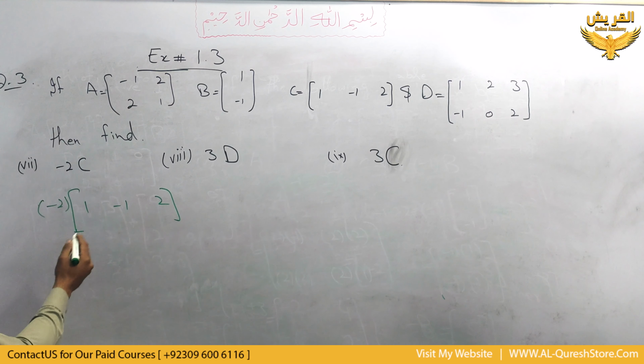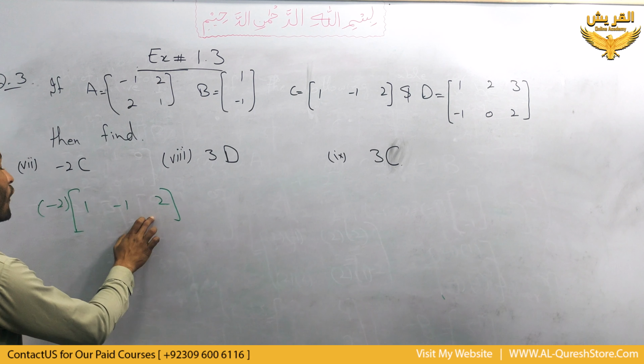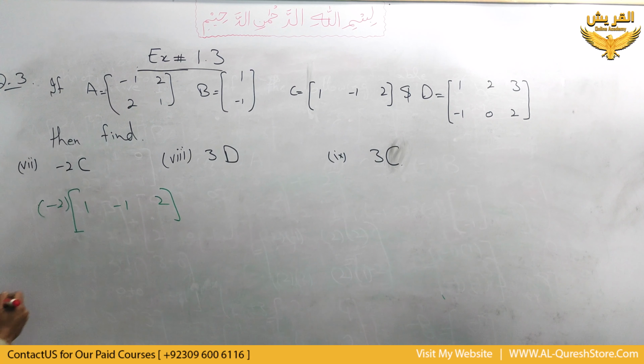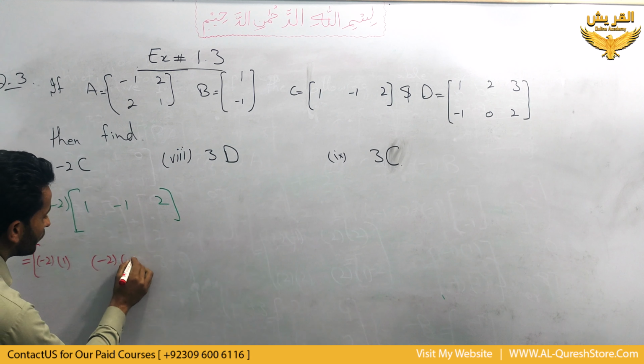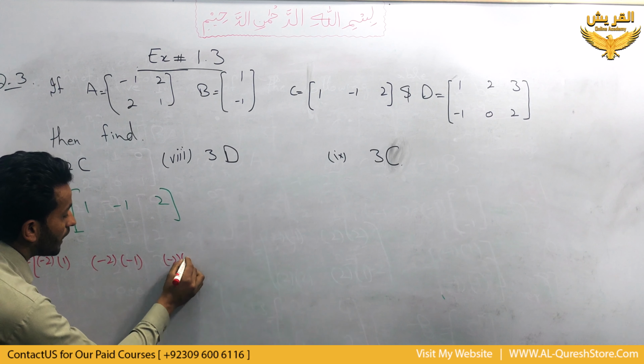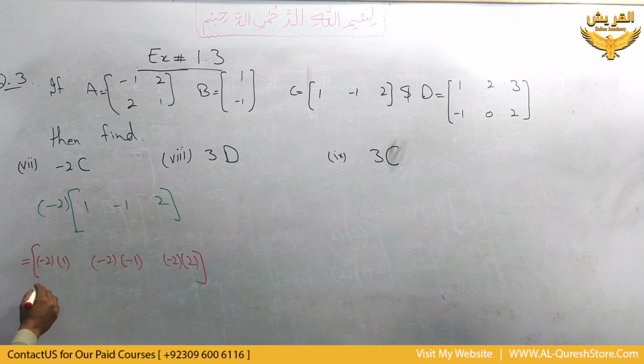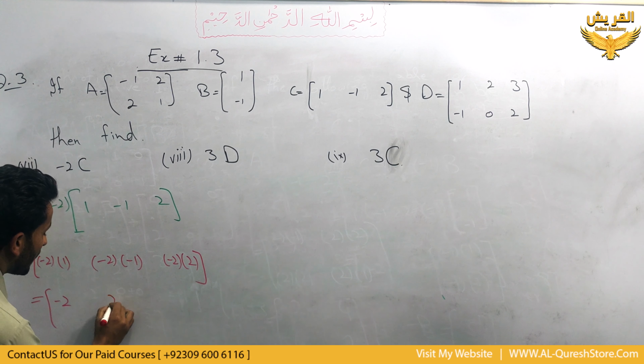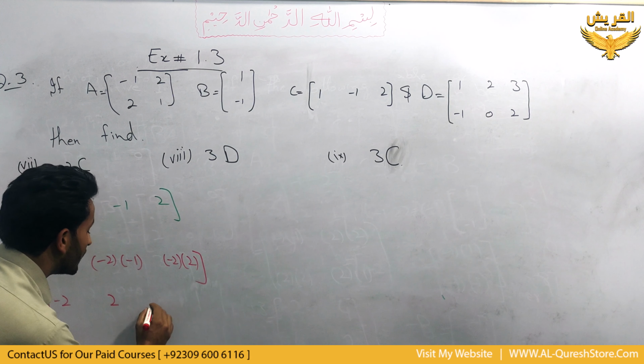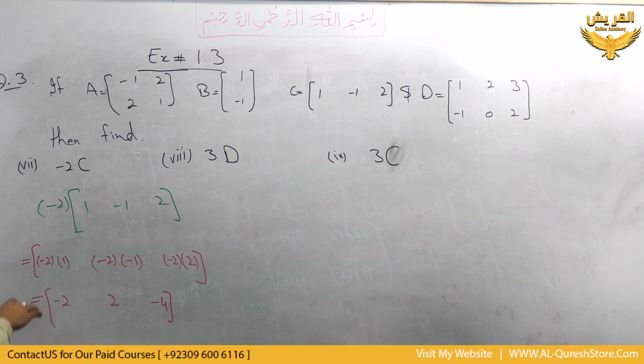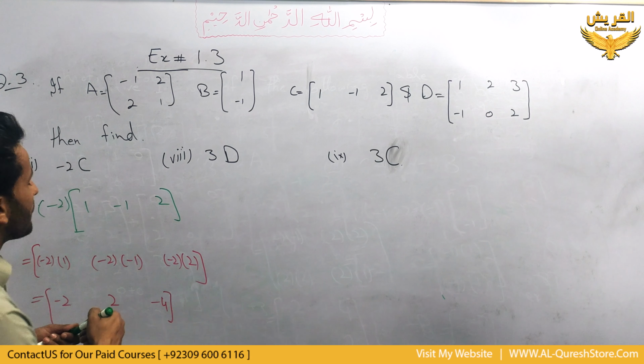We multiply minus 2 with each element of matrix C. For this, we multiply minus 2 first with 1, then minus 2 with minus 1, and minus 2 with plus 2. It becomes minus 2, plus 2, minus 4, which is the answer of minus 2C, this matrix.